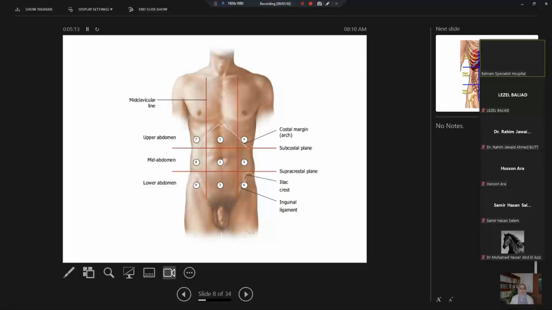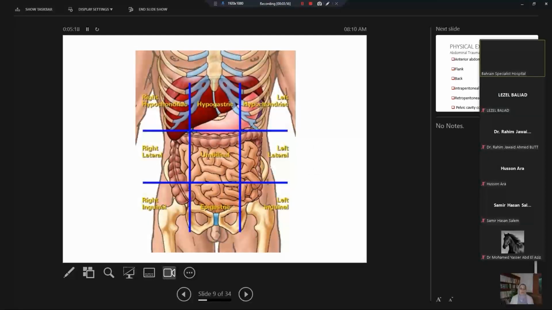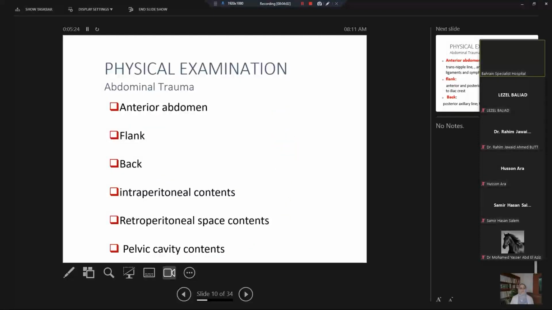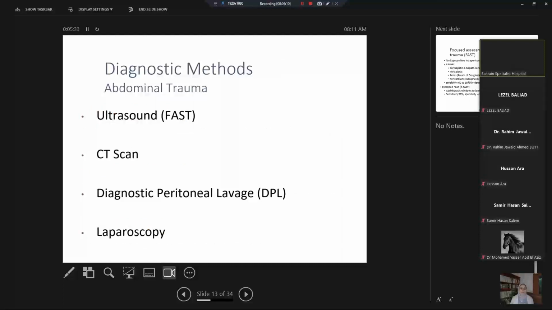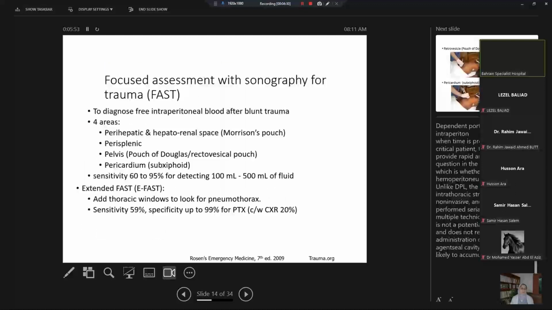These are the anatomical regions of the abdomen. As we can see, we have 9 abdominal regions. And we will be looking for physical signs in each of these areas. So when a patient comes to us with trauma, what are the diagnostic methods that we use after the physical examination? We have ultrasound or FAST, we have the CT scan, we have the diagnostic peritoneal lavage, and the laparoscopy.